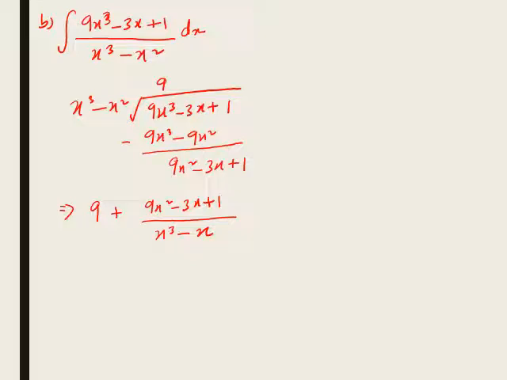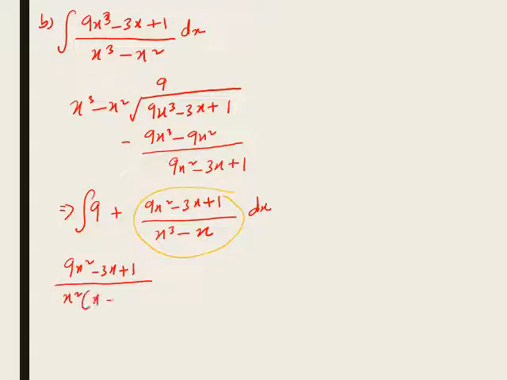So how to solve this one? We actually want to integrate this one. So now we focus on this. So it will be (9x squared minus 3x plus 1) divided by x squared times (x minus 1), like this. So the decomposition will be A over x plus B over x squared plus C over (x minus 1), like this. So what is the value of A, B, C? Okay, we can calculate one by one.